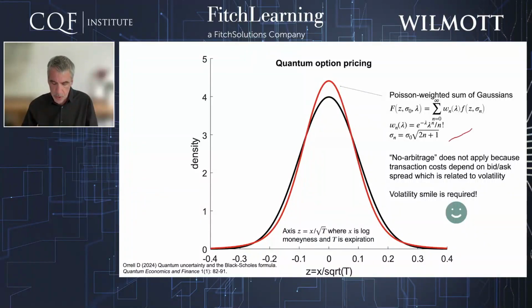In the quantum model, you have again this Poisson-weighted sum of Gaussians, so it's sharper peaked with fatter tails. The no arbitrage condition does not apply because transaction costs depend on the bid-ask spread, which again is related to volatility. So for this model to work with Black-Scholes, you actually need the volatility smile.